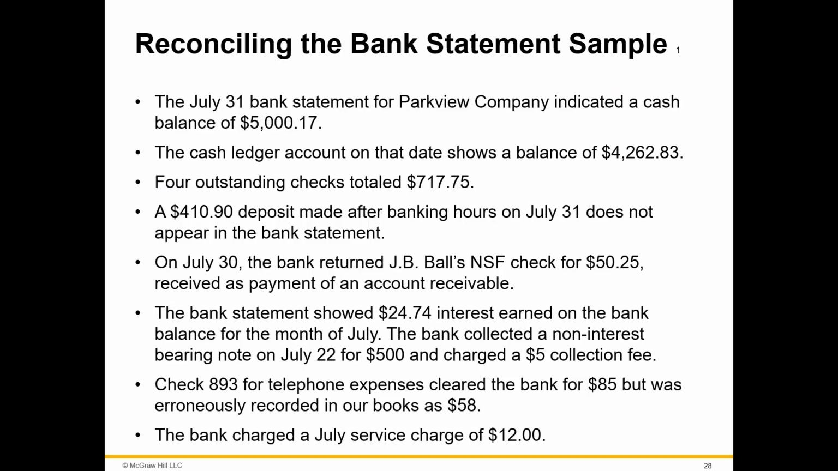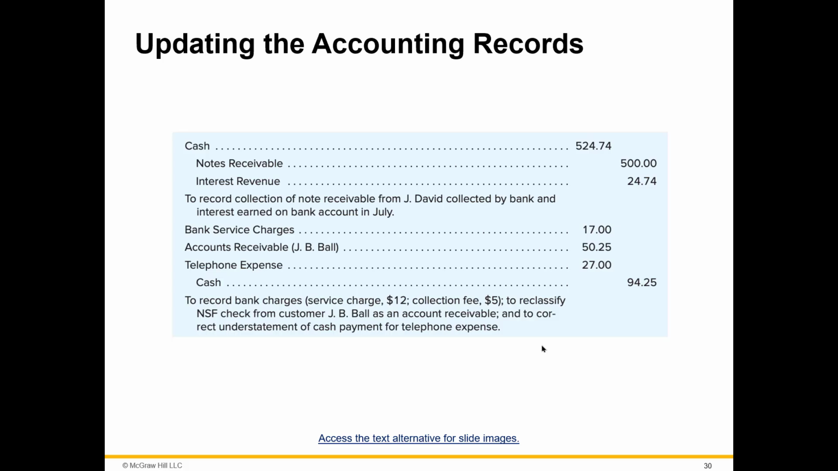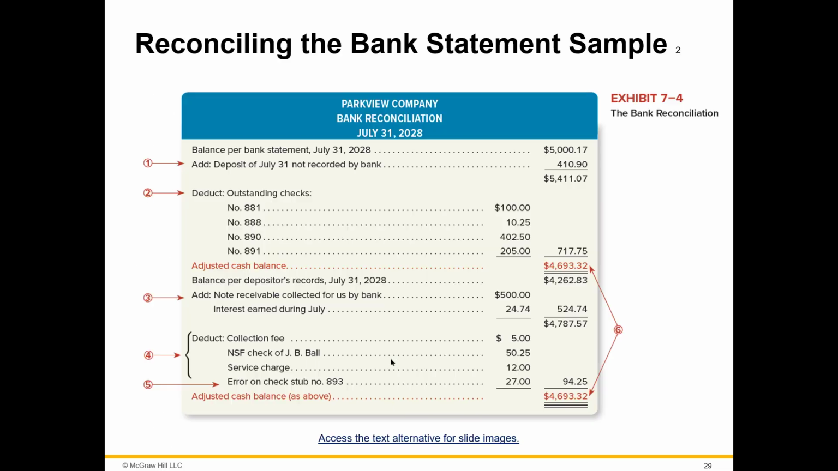And so we need to reflect, let's see. Interest was paid. There was insufficient funds for 5025. So we see that there. Here's the insufficient funds. Here's the interest earned here with 2474. We can see those items included there. And we can go and see here is the bank collects a non-interest bearing note for 500. And so we can see that there. Here it is. That needs to be added. The bank knew about it. We did not as a company.